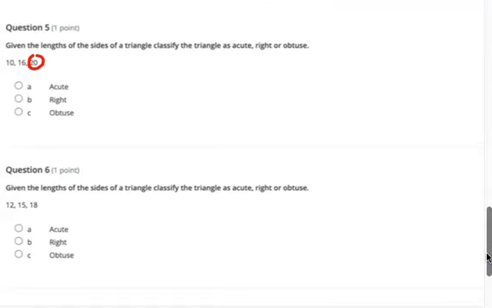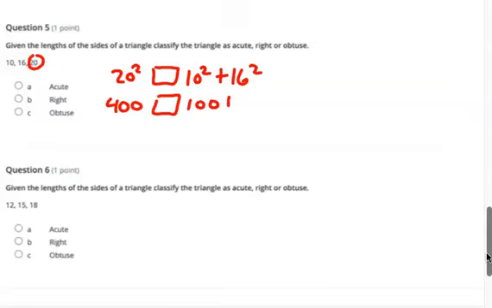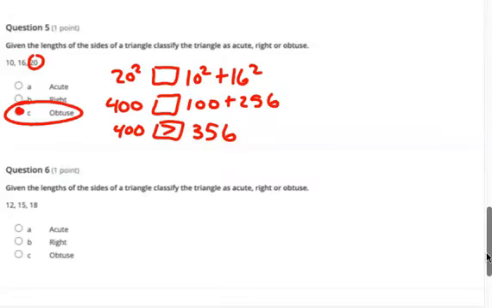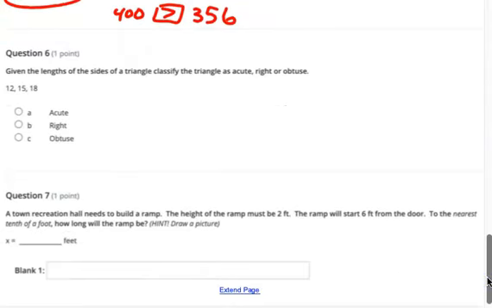Our biggest number is 20. So 20 squared, we're going to compare that to 10 squared plus 16 squared. We get 400 on one side, 100 plus 256 on the other side. So we have 400 that we're comparing to 356. Since 400 is bigger, that means the hypotenuse is bigger. When the hypotenuse squared is bigger than the legs squared added together, we have an obtuse triangle. This one's obtuse.